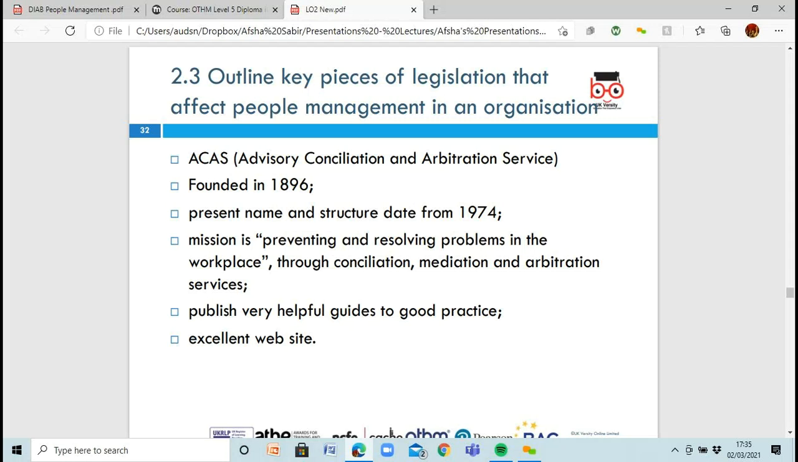Then we've got ACAS. So ACAS actually stands for Advisory, Conciliation and Arbitration Service. This was founded in 1896, but it's had its name and structure since 1974. So what they do is they prevent and resolve problems in the workplace. They try to be a conciliatory medium. So they'll work with the employee, and they'll work with the organization, and try and sort something out. So they mediate and they arbitrate. They've got very helpful guidelines, and they've got a fantastic website that you can actually go on to and just have a little read through.